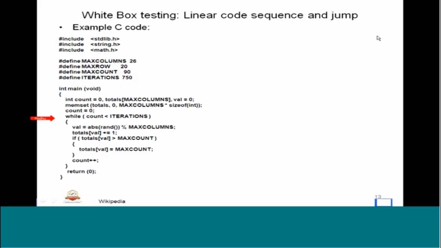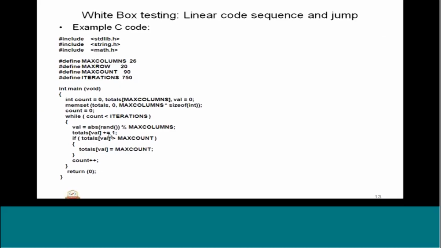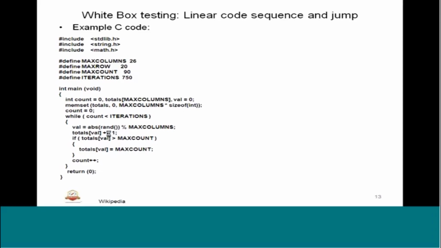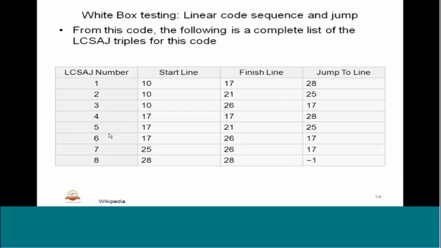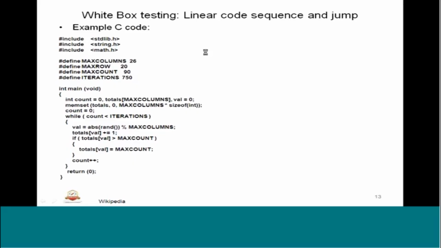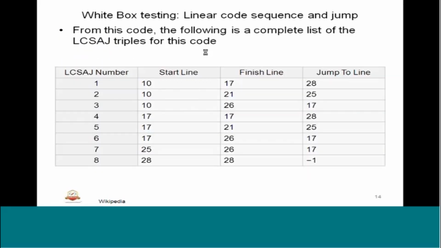With the help of this example, there is an LCSAJ triple, it is called. As I said, start line, finish line, jump line. So there are 8 LCSAJ numbers that have been identified.